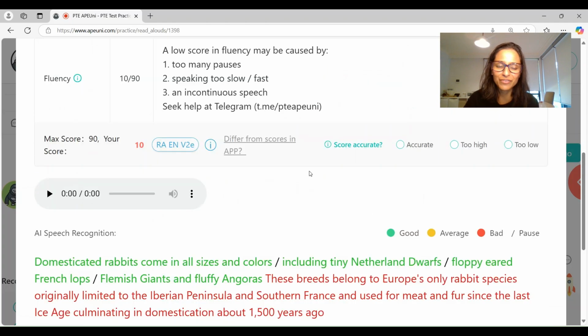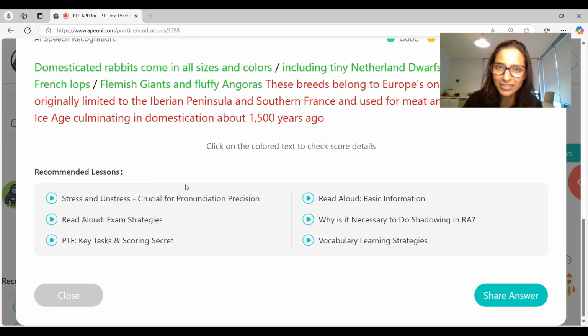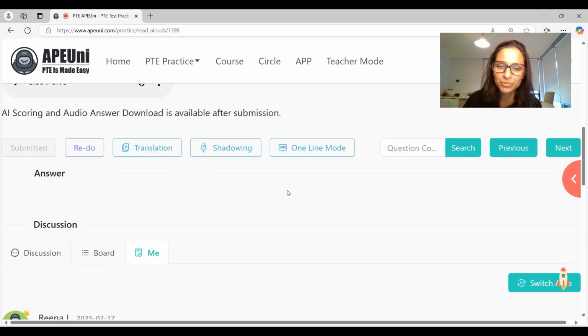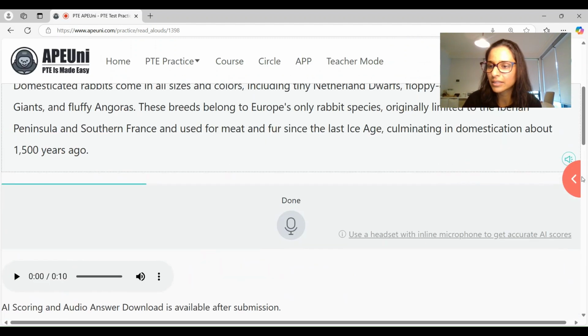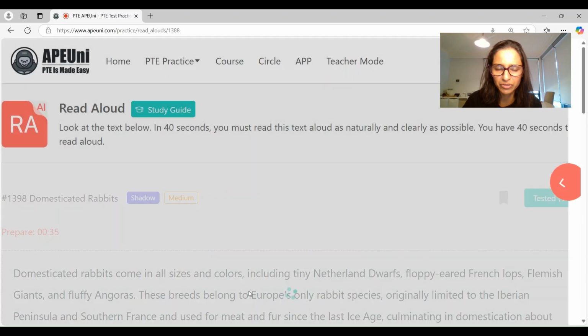Now I'm going to do something even more fun. Domesticated rabbits come in all sizes and colors. I'm going to read every second word, okay? And I'm going to show you what happens when I read every second word. Let's do another one. Ooh, death experiences.